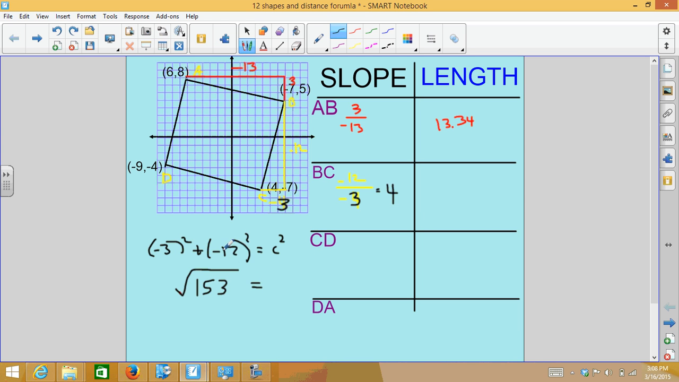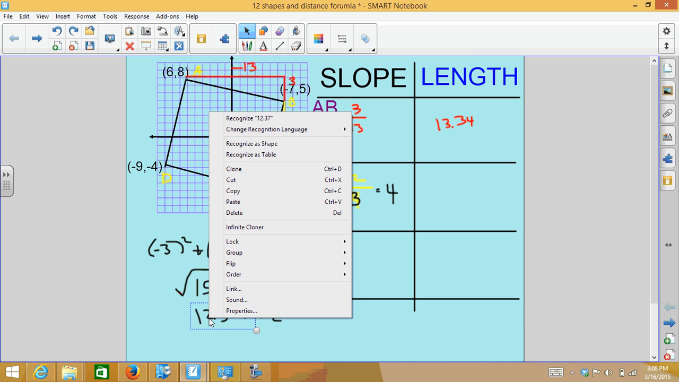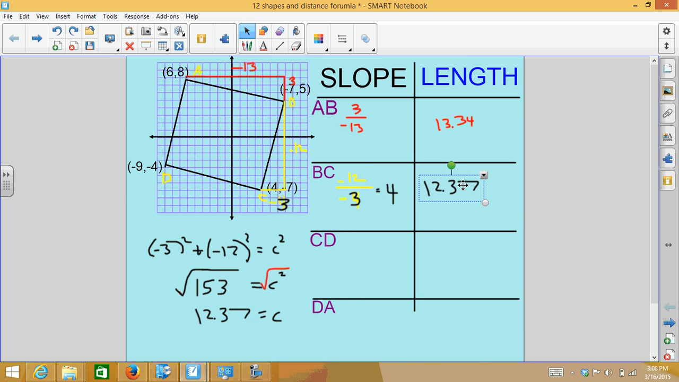So when you evaluate this, it comes out to be 153, and I've gone ahead and put the square root there because I'm trying to get c by itself. So c is equal to the square root of 153, which is approximately 12.37. And so there is the length of side BC. So you just continue on to do the same steps to calculate the slope and the length of the other sides. Okay.